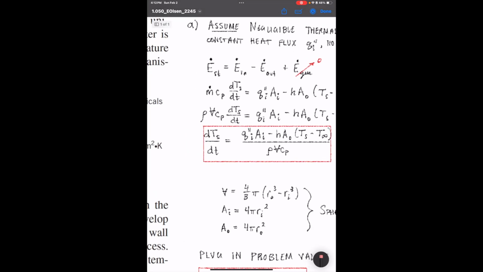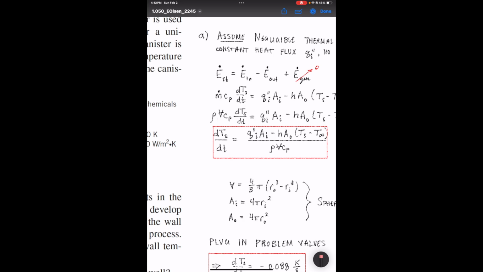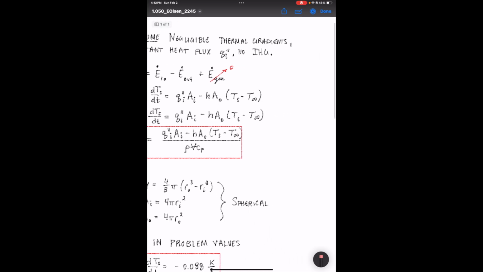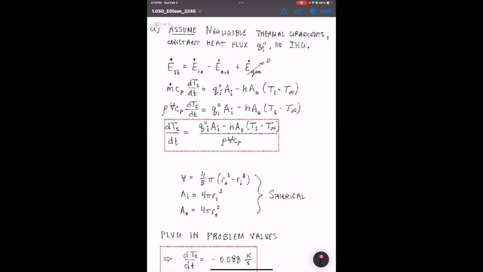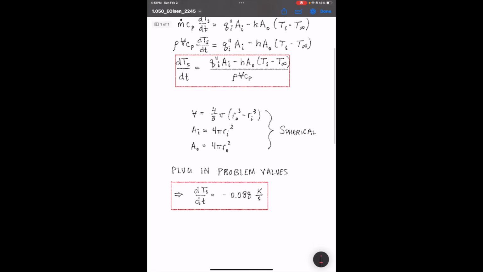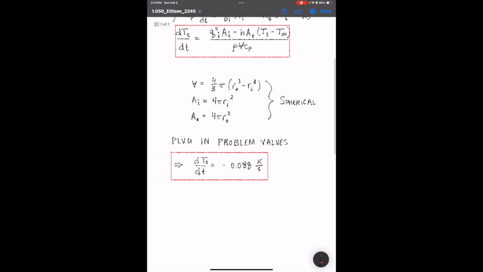Since we know that the mass is equivalent to rho, the density, times volume, we can plug that in for m, and then we can rearrange the equation for dT/dt, the change in temperature with respect to time of the surface, to get this equation here. Since we know it's a spherical geometry, we can use these equations for spherical volume and surface area, plug those into the equation with the values given by the problem, and then solving it, we get a change in temperature of minus 0.088 Kelvin per second.